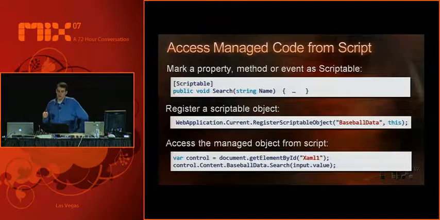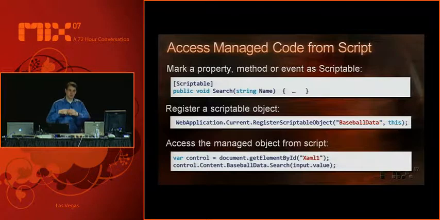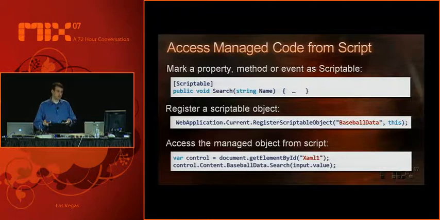The other scenario is being able to access managed code from HTML. In this case, you may have a Silverlight-based chart or control that you want to drive from JavaScript. It can expose some properties, methods, or events that you can then access from JavaScript. Doing this is very easy. Basically, all you have to do is, in your managed code, put the scriptable attribute on whatever you want made accessible. Then you register the object that should be accessible to JavaScript. And then you can code directly against that from your JavaScript DOM.